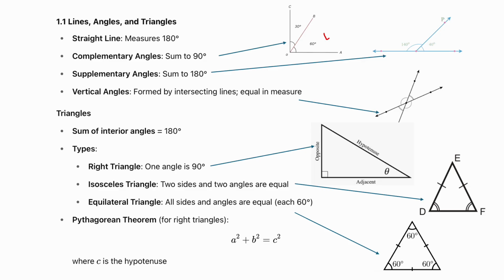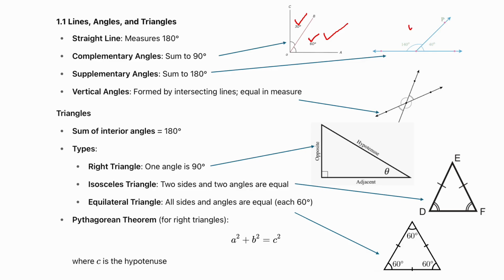The first figure which I have shown here explains complementary angles. So you can see there are two angles. One is here, which is 60 degrees, and the second is here, 30 degrees. If you add these two up, they become 90 degrees. So these two angles, 30 and 60, are called complementary angles.